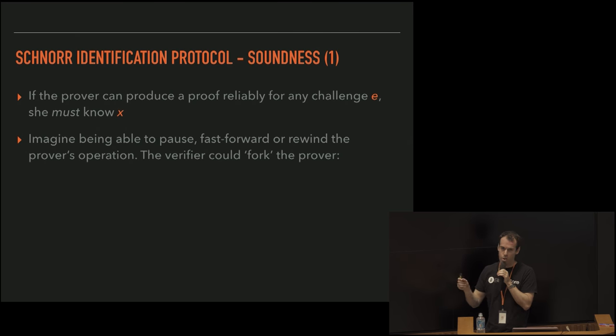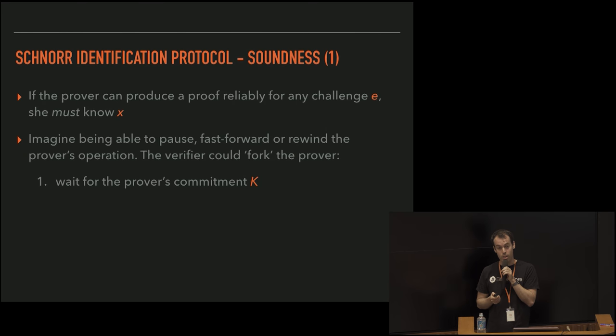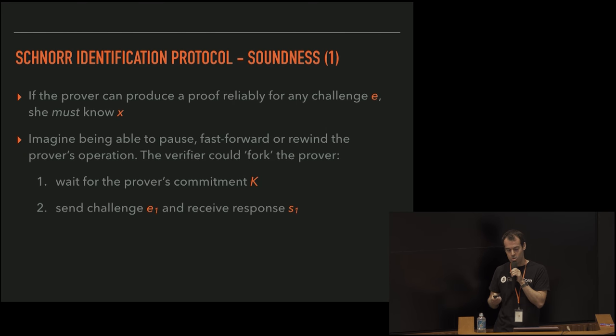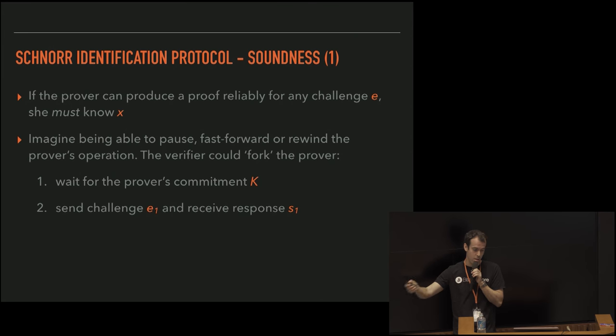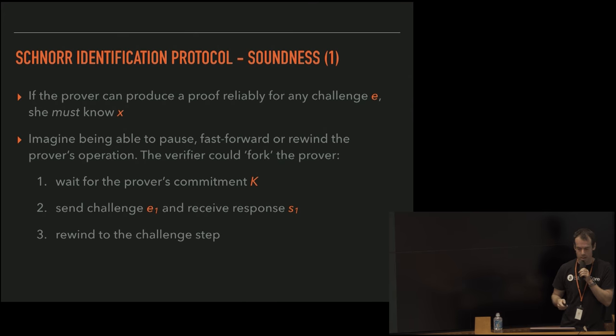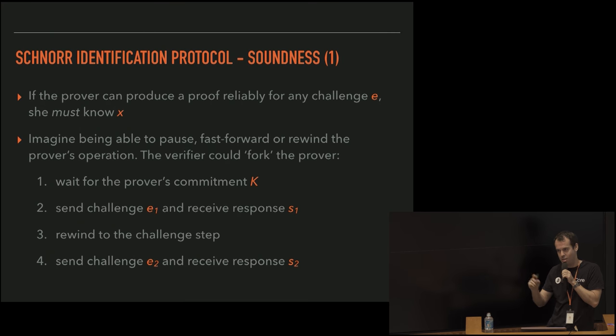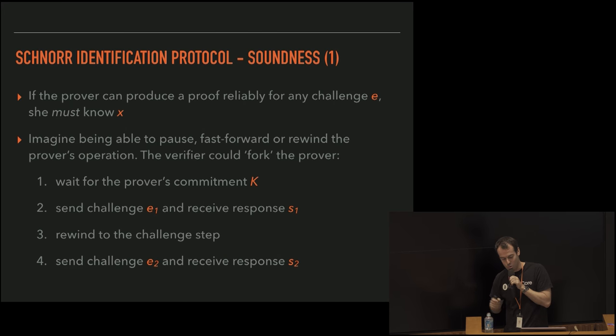Well, imagine if you're able to pause, fast forward, or rewind what the prover is doing. The verifier could, in quotes, fork the prover. So the verifier waits for the commitment K and sends challenge E1 to the prover and receives response S1. Then we rewind, we travel back in time to the challenge step, send challenge E2 and receive response S2. Imagine your verifier just has this one secret power that they can go forwards and backwards in time.